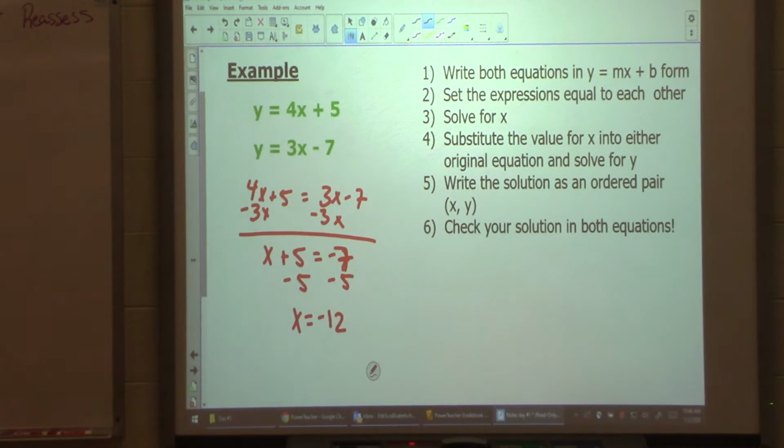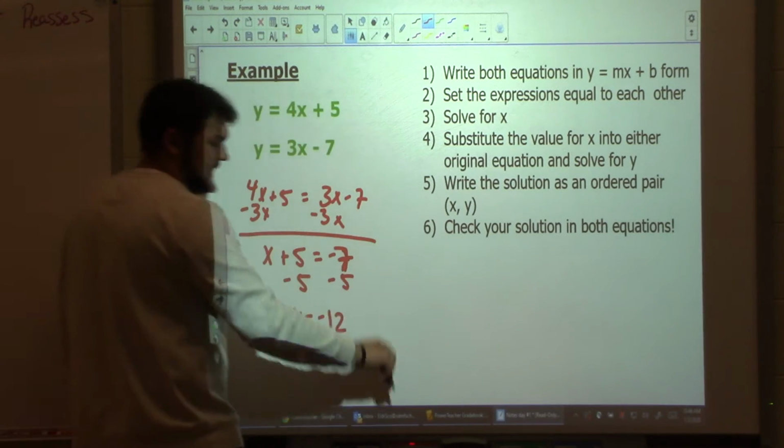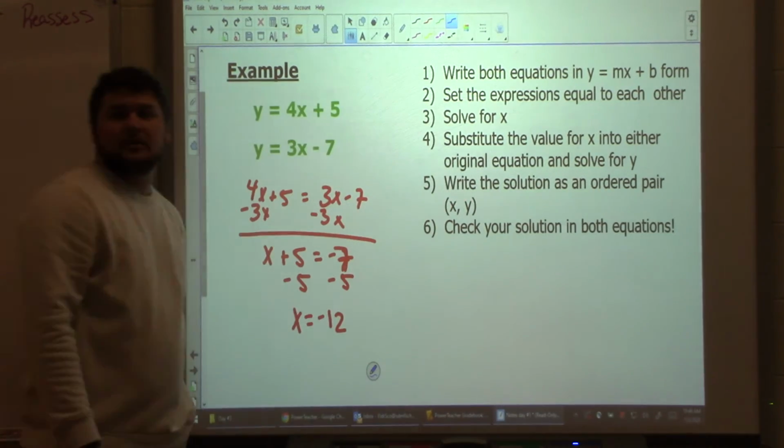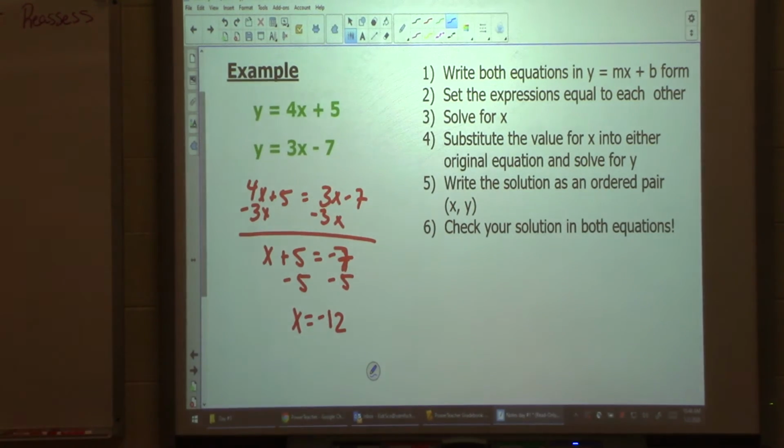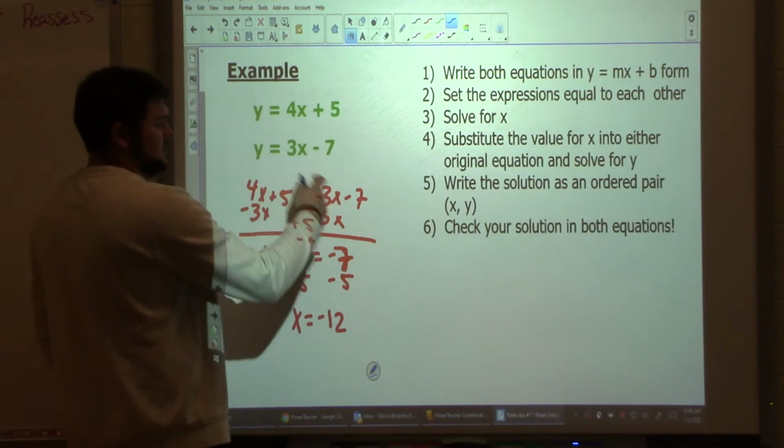Well, what do you think I should do with that negative 12 then? Because I don't want just an x value. Put it in for x in either of the equations. Doesn't matter which one you use. You can use top, you can use bottom. Jackson, would you like to use the top equation or the bottom equation? Bottom. The bottom, perfect. Like I said, it doesn't matter which one you use.